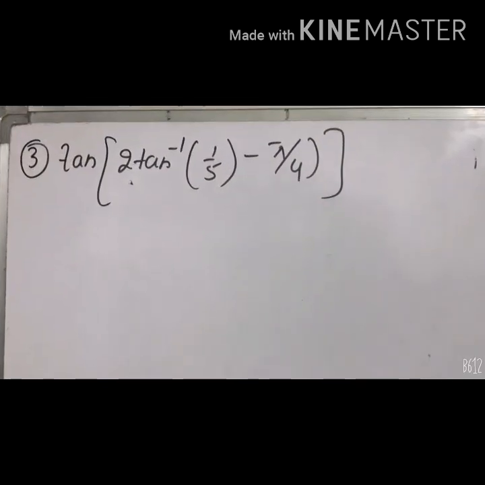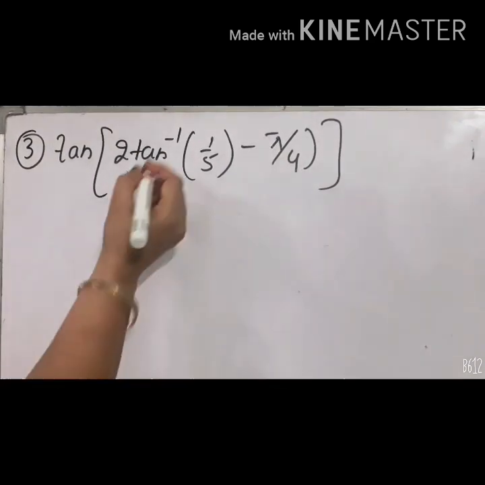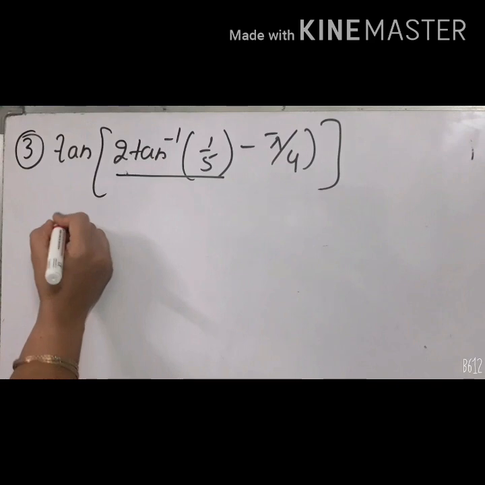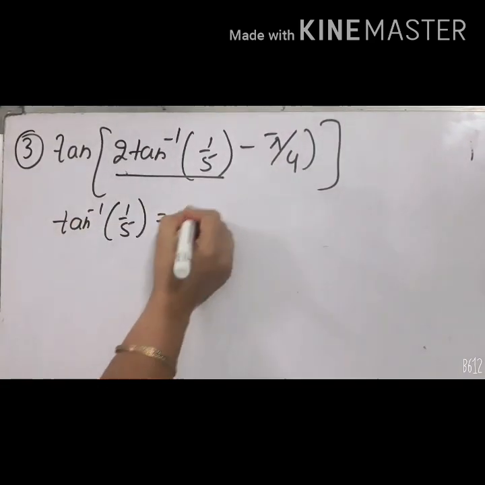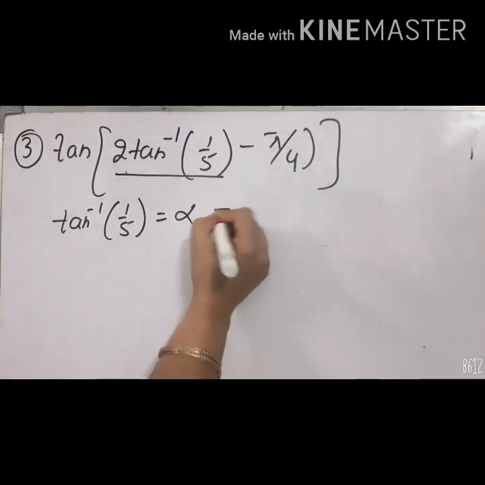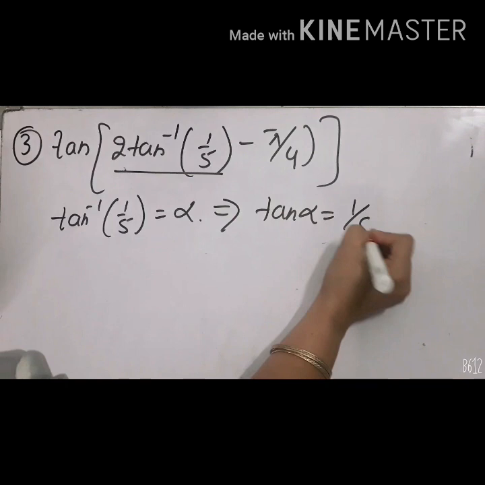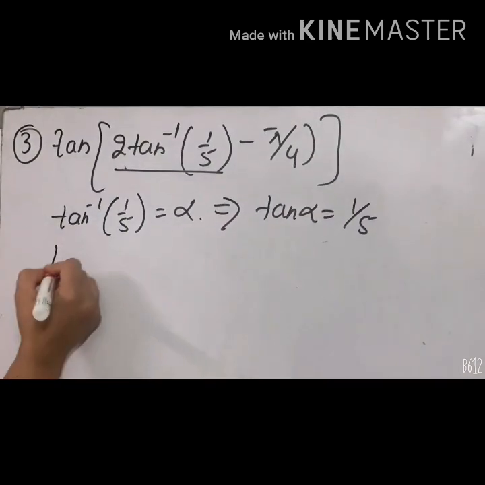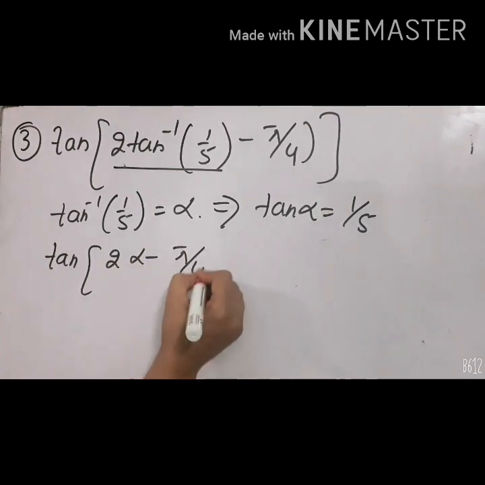Now the third question is tan(2tan⁻¹(1/5) − π/4). Sorry. How to solve it? First we will let tan⁻¹(1/5) equal alpha. So tan alpha becomes 1/5. Perfect. Now it becomes tan(2alpha − π/4).